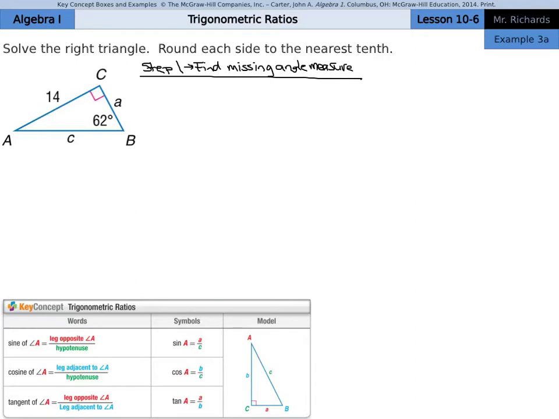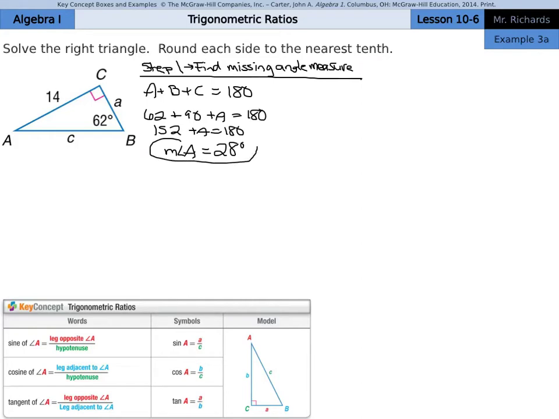Well, we know that in a triangle, angle A plus B plus C add up to 180 degrees. So far I know 62 and 90, and I'm looking for angle A, needs to equal 180 degrees. So once I add 62 and 90 to get 152, I know that 152 plus A equals 180. Subtract the 152 from both sides, and I know the measure of angle A is then 28 degrees. That's the first part of this. That is 28 degrees.